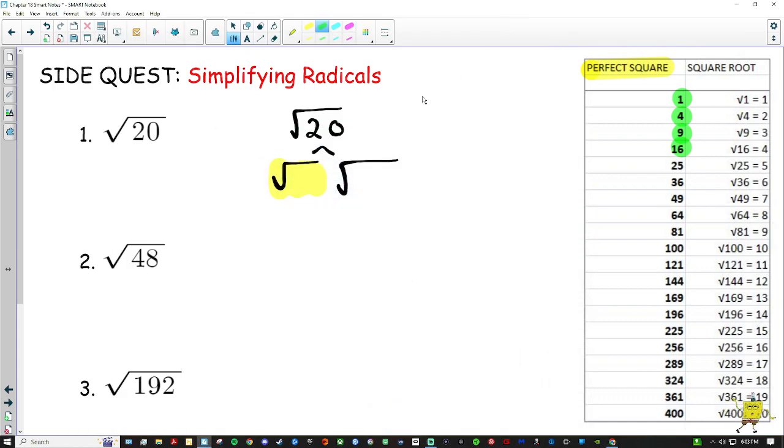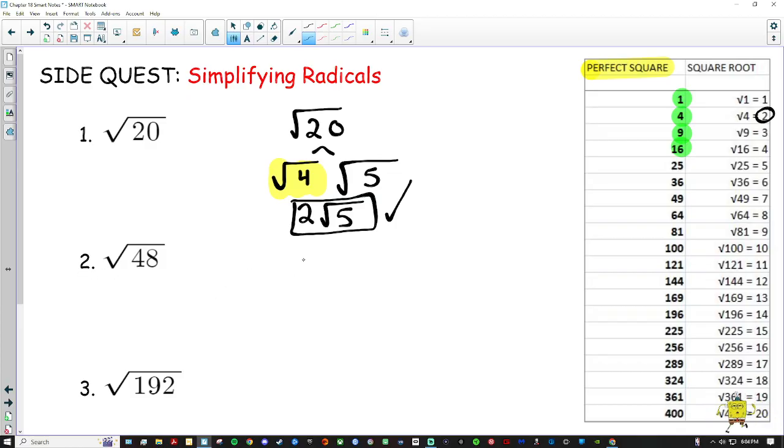So in these square roots, I'm going to write a 4 and a 5. Now 5 is not a perfect square, and it can't be divided by 4. It can be divided by 1, but that won't do us any good. The square root of 4 is 2. So I'm going to simplify this into 2 times the square root of 5. And this is a simplified radical. Done.